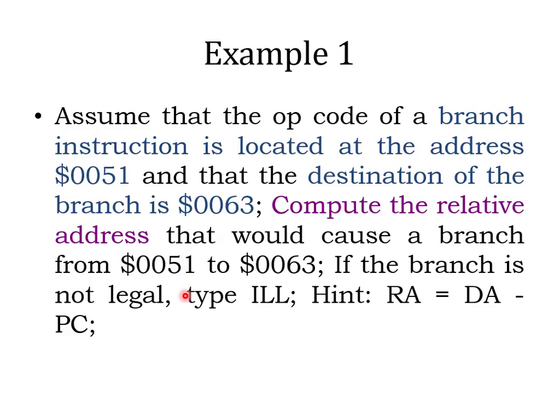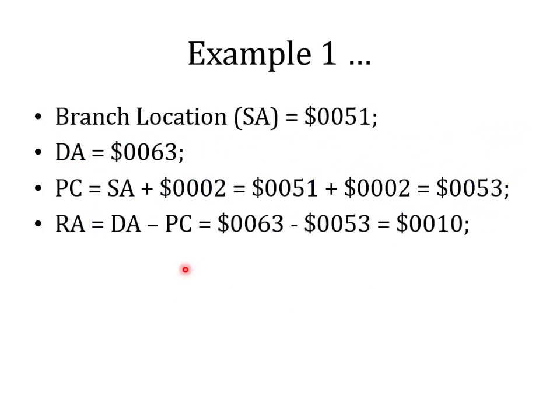Now let's write down what is given, right? We know that the source address is given, which is actually the branch location, which is 0051. It is given in the question. We are also given the destination address, which is 0063, given in the question.